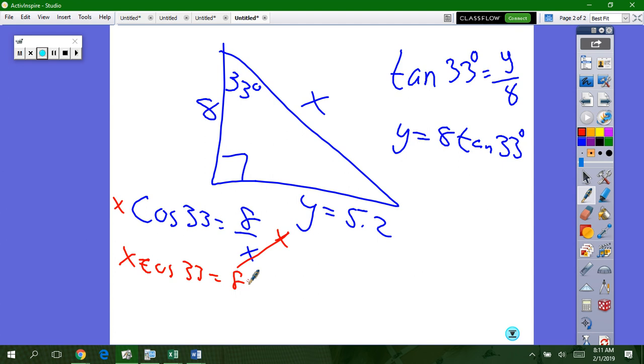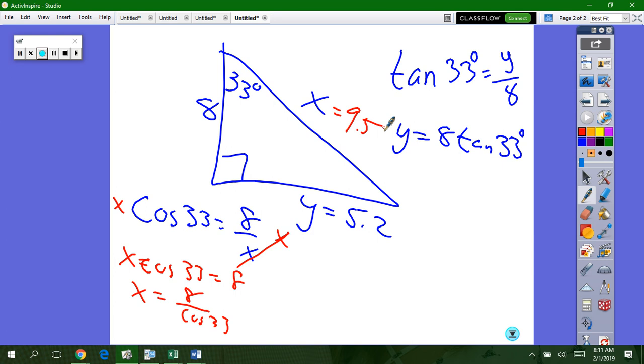That's timesing, right? So x is 8 over the cosine of 33. Go ahead and plug that in. Section over there, 9.538, so we'll just go 9.5. Does that answer seem reasonable?